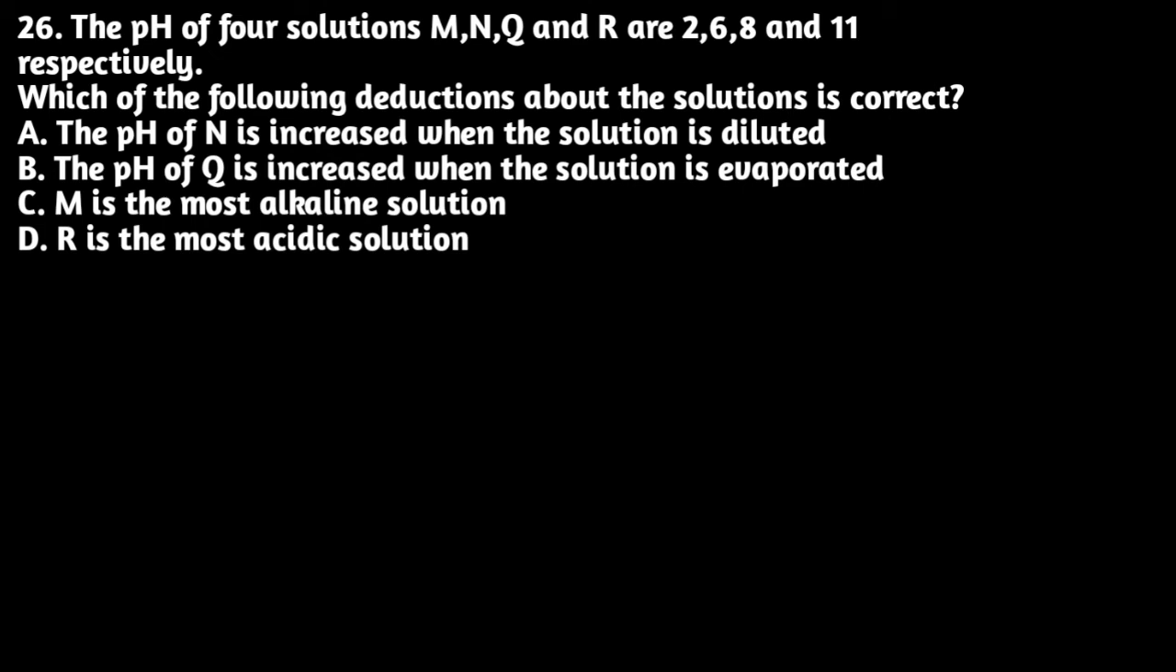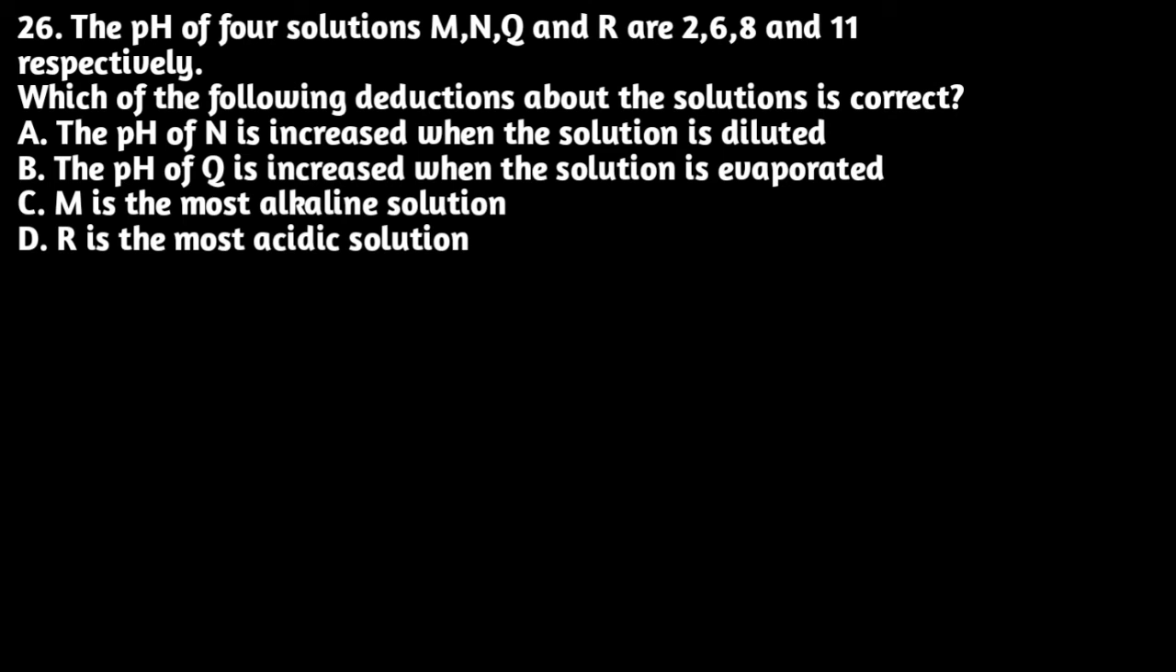Let's first of all remove the wrong ones and look at the ones that are confusing. We have option C and D. M is the most alkaline solution. No, alkaline solution supposed to be R. R is the most acidic solution, where D is supposed to be what? M. Therefore, option C and D are already gone. We are going to battle option A and B.